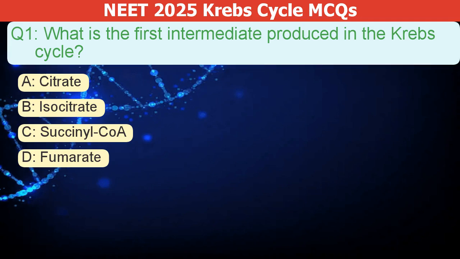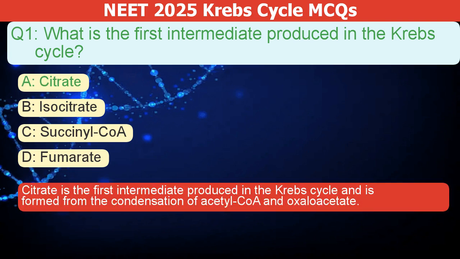What is the first intermediate produced in the Krebs cycle? A. Citrate. B. Isocitrate. C. Succinyl-CoA. D. Fumarate. The correct answer is A. Citrate is the first intermediate produced in the Krebs cycle and is formed from the condensation of acetyl-CoA and oxaloacetate.